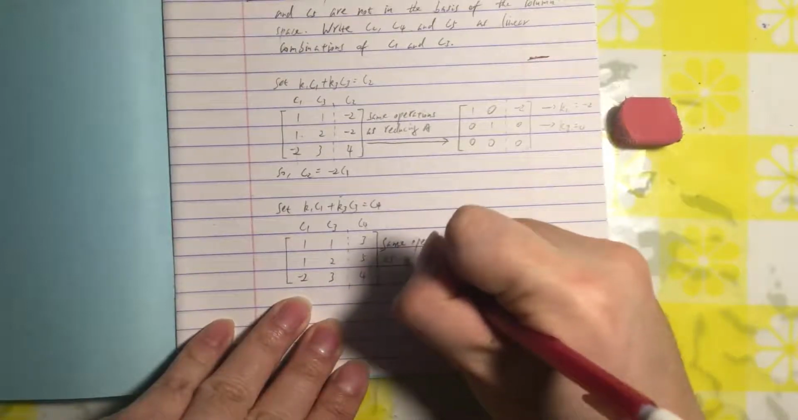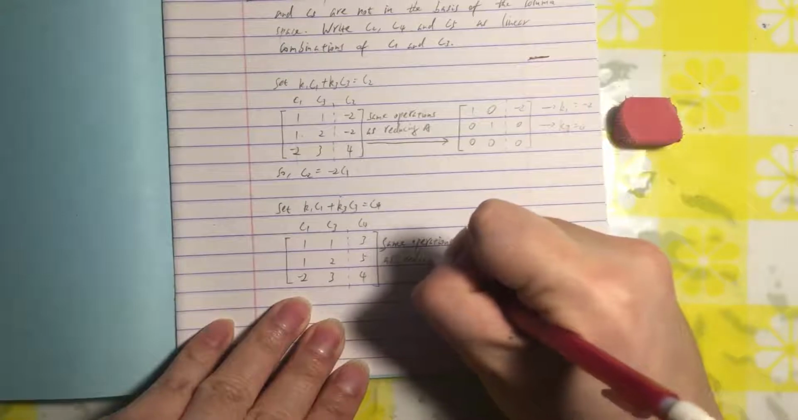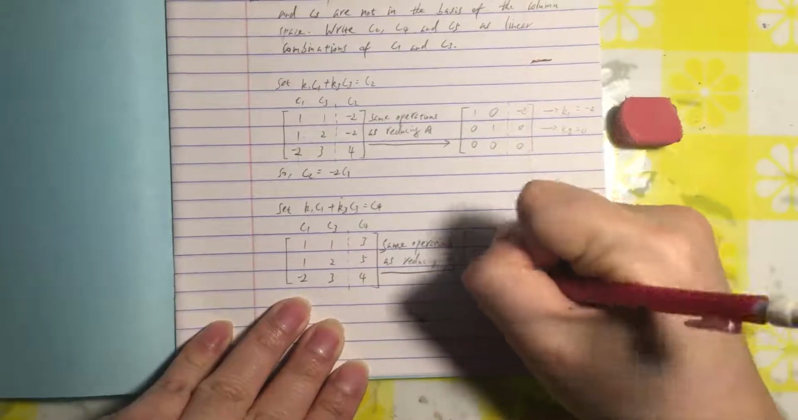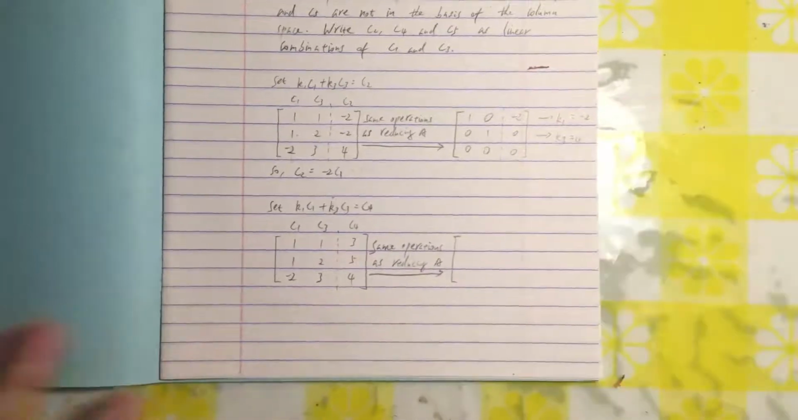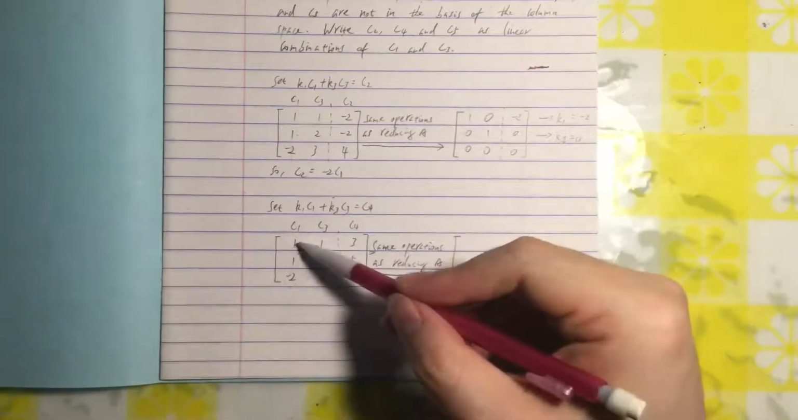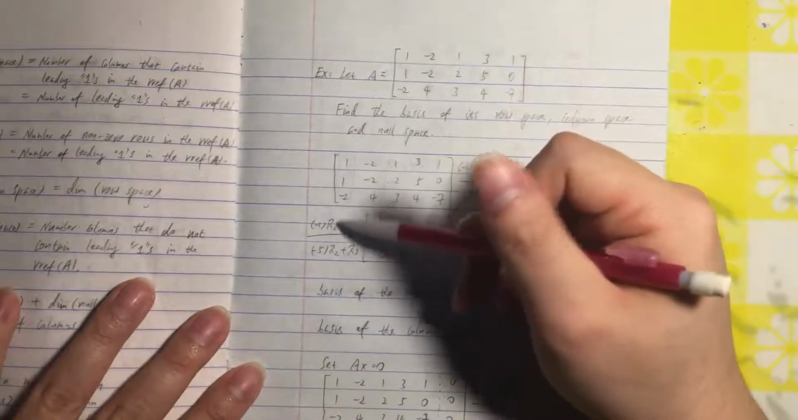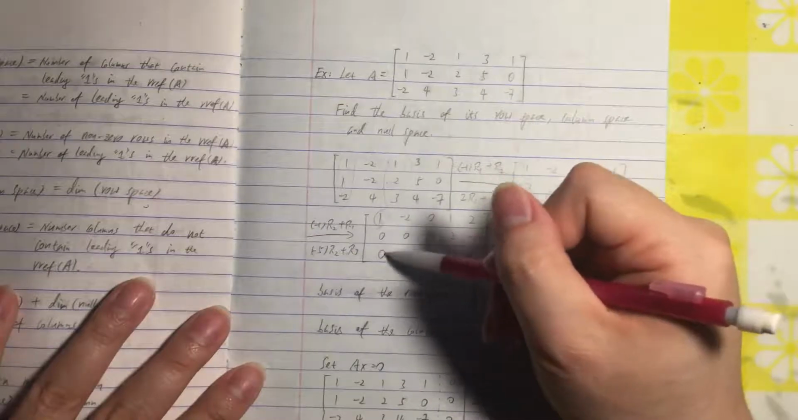So perform the same operations as reducing A. What do we get here? If we perform the same operations, the first column is 1, 1, negative 2. That's the same as the first column in matrix A, 1, 1, negative 2. If we reduce it using the same operation, we get 1, 0, 0.